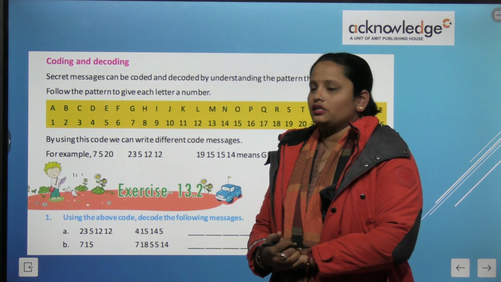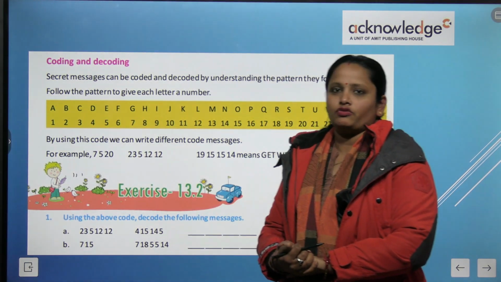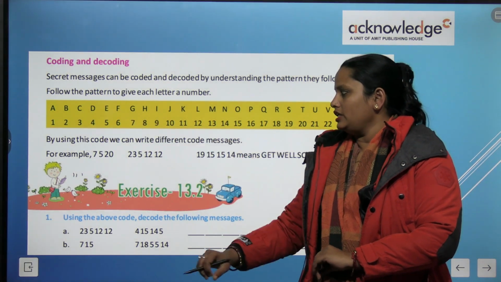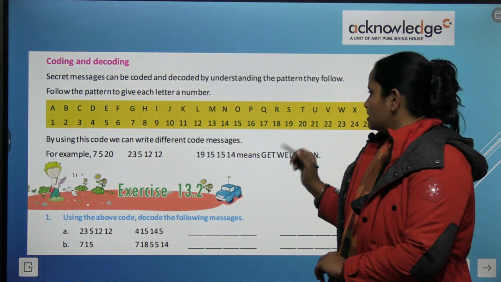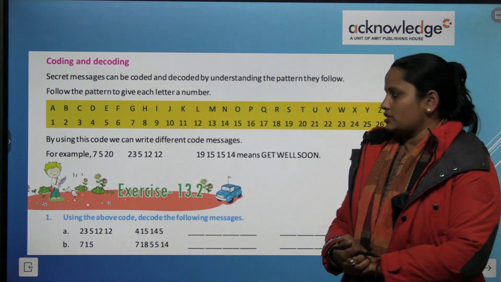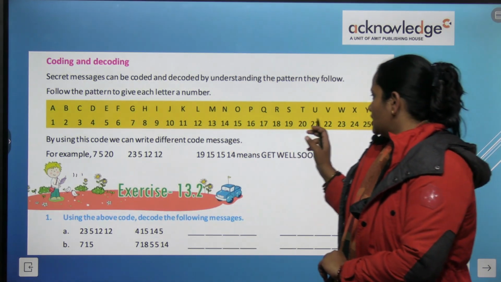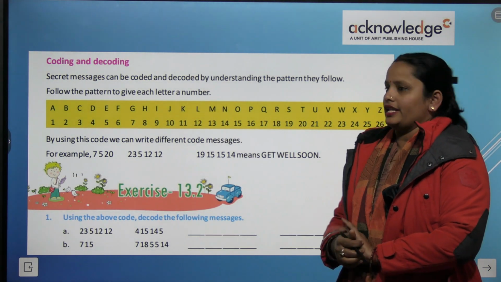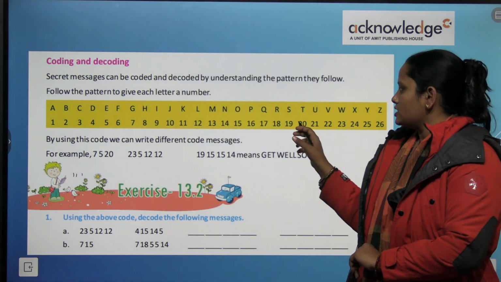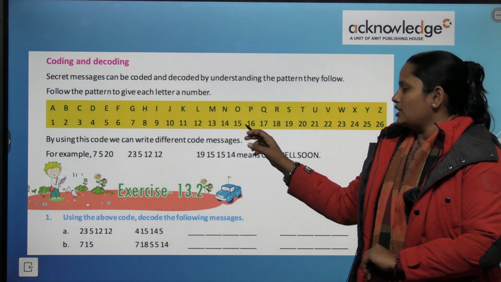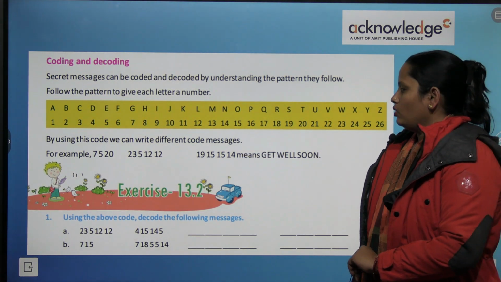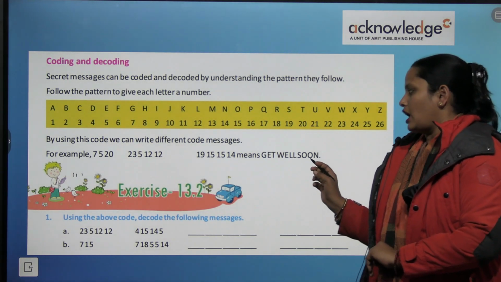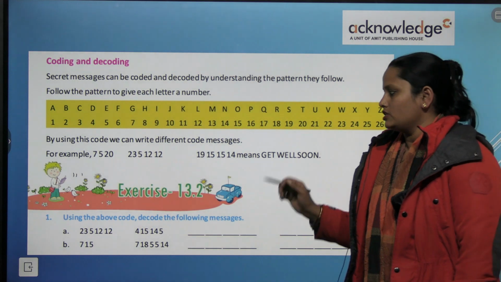For example here the number is 7520. So 7 के place पे क्या है? G, 5 E and 20 is T. So it will be get. Similarly 23 is W, E and double L. Well. Again 19 is S. Then 2 times 15 is O, double O and 14 is N. So here the message comes as get well soon.